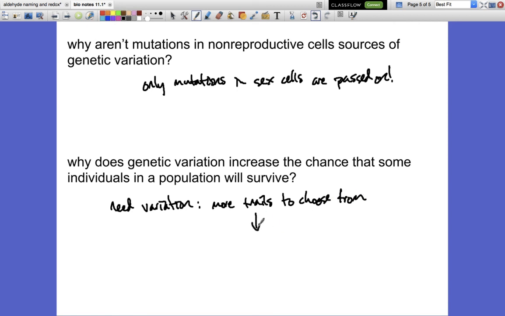So if one of those traits happens to be an adaptation, happens to be useful, that's going to help that species evolve. That's going to help that species change, right, with its changing environment. So the more traits you have, the better. That just gives you more to choose from.